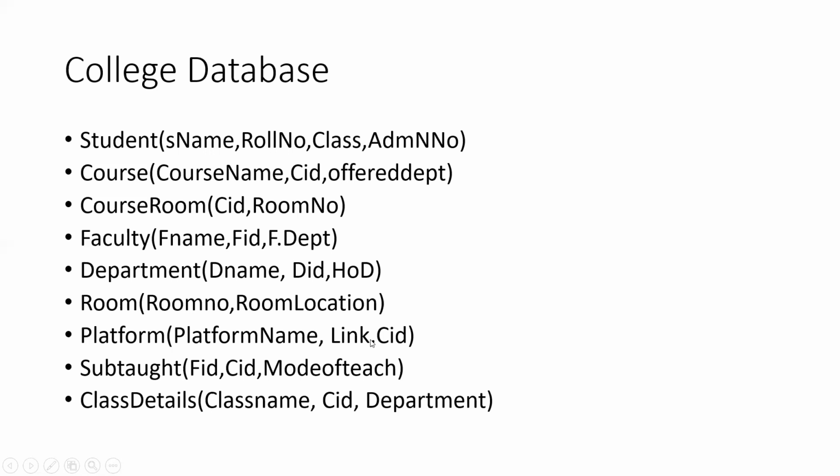Then apply the sigma operation, that is sigma platform dot course ID is equal to course dot course ID. Then apply our condition, that is sigma course name is equal to Discrete Computational Structures. Then pi platform name.